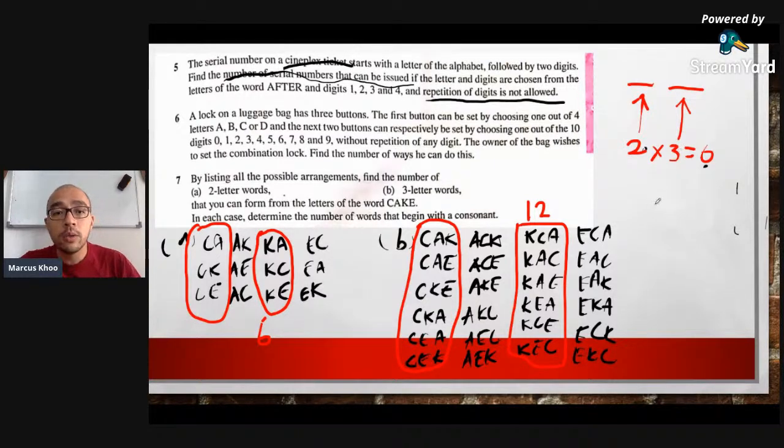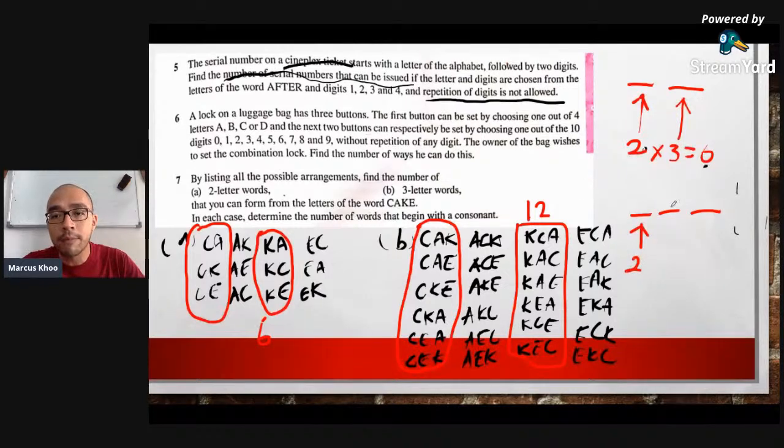So the 3-letter words also work the same way. Let's say the 3-letter words, so I put 3 tempat kosong. This one must begin with a consonant. How many consonants are there in C-A-K-E? Only C and K, so the answer will be 2.